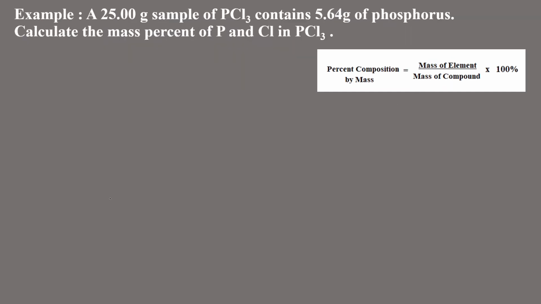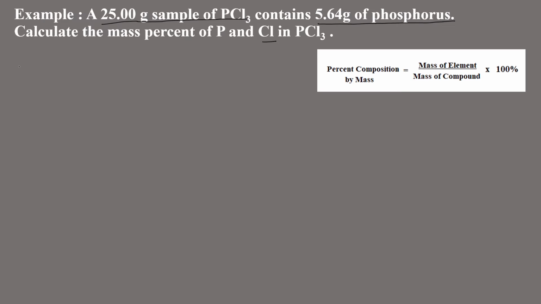Let's do another example. For this example, how about you pause this video, solve the problem on your own, and then play the video to check your answer. In this example, we have a 25.00 gram sample of PCl3. We have 5.64 gram of phosphorus, and you can see that the mass of chlorine is not given. We can use our weighing by difference technique, where you have the total mass given and the mass of one component given. If you subtract these two, you can find the mass of the other component.